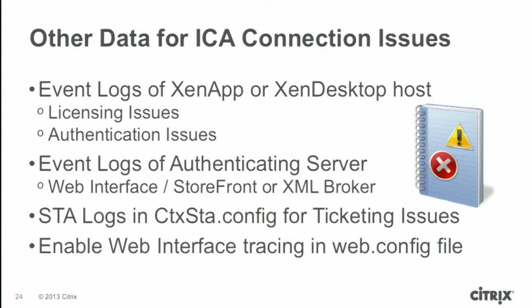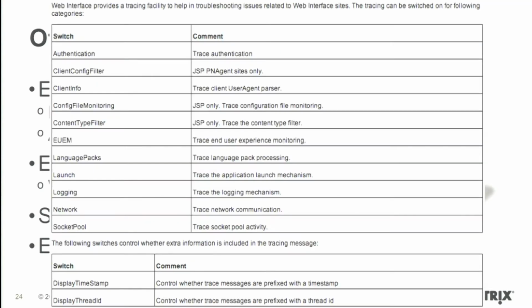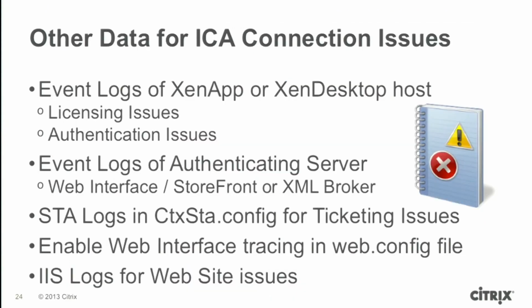You can enable web interface tracing in the web.conf file. There are several categories that you can enable for web interface issues. And for website issues, you want to take a look at the IIS logs. Now, I've referenced all the Citrix KB articles that you need for the steps in this slide deck here.